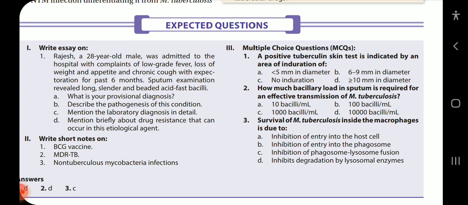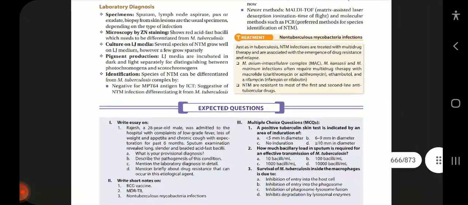Now, the MCQs: a positive tuberculin skin test is indicated by an induration of more than 10 mm in diameter. How much bacillary load in sputum is required for the effective transmission of M. tuberculosis? Almost more than 10,000 bacilli per ml are required. Survival of M. tuberculosis inside the macrophages is due to the inhibition of phagosome-lysosome fusion. Okay, so this completes our tuberculosis.